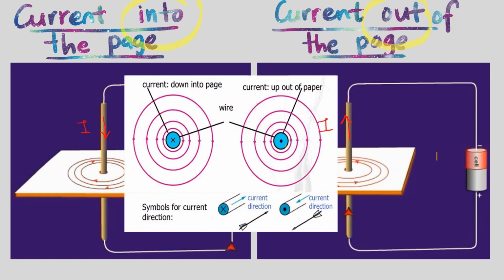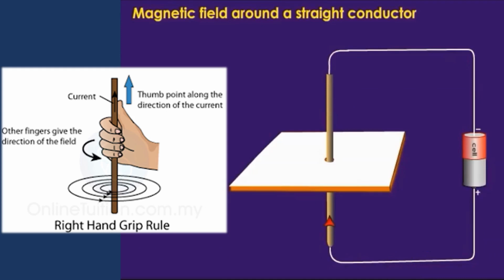This is the top view of the pattern of the magnetic field lines around a conductor. You can use the symbol X to represent the current into the page, or a dot to represent current out of the page. We can use the right-hand grip rule to show the direction of current and magnetic field around a conductor. The thumb will give the direction of current in or out of the page, whereas the direction in which the fingers curl around the conductor gives you the direction of magnetic field lines, in clockwise or anti-clockwise direction.